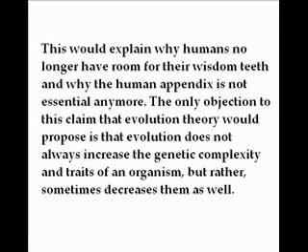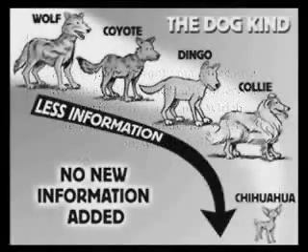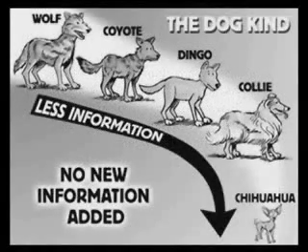This would explain why humans no longer have room for their wisdom teeth and why the human appendix is not essential anymore. The only objection to this claim that evolution theory would propose is that evolution does not always increase the genetic complexity and traits of an organism, but rather sometimes decreases them as well. This objection is only made because we have only ever actually observed entropy in living creatures, which suits the creation model far better than evolution, which shall be demonstrated.